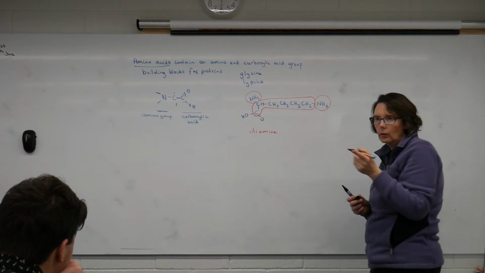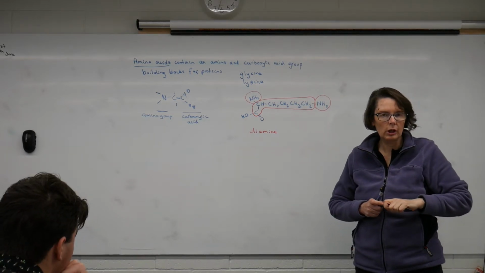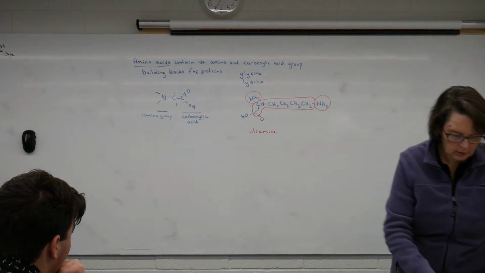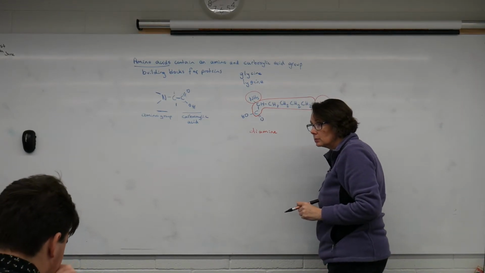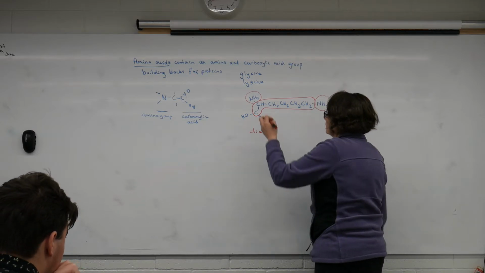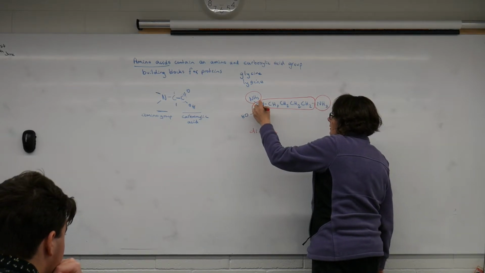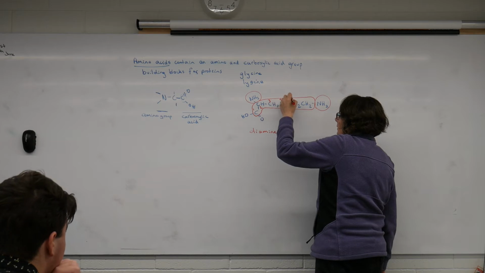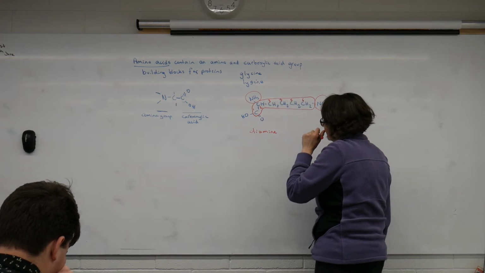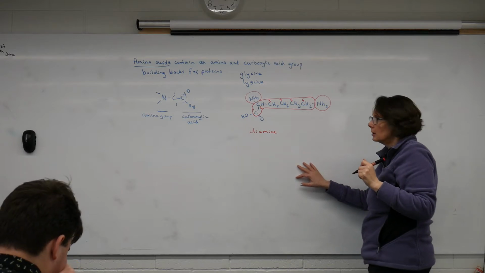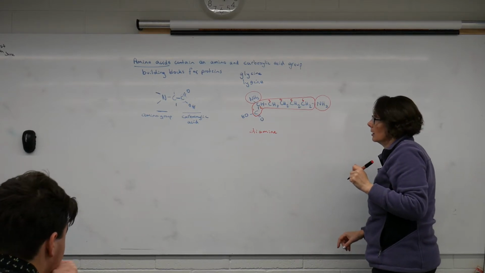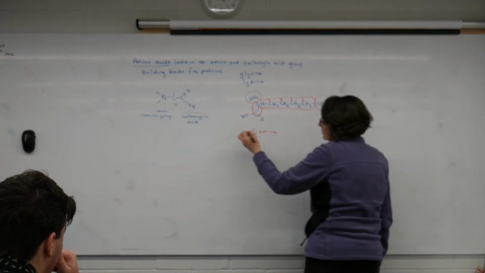Now, which way would we number the chain if we had to name this? Start with the functional group. So we have to start here. What does that mean our numbers are then for our diamine? 2, 6.